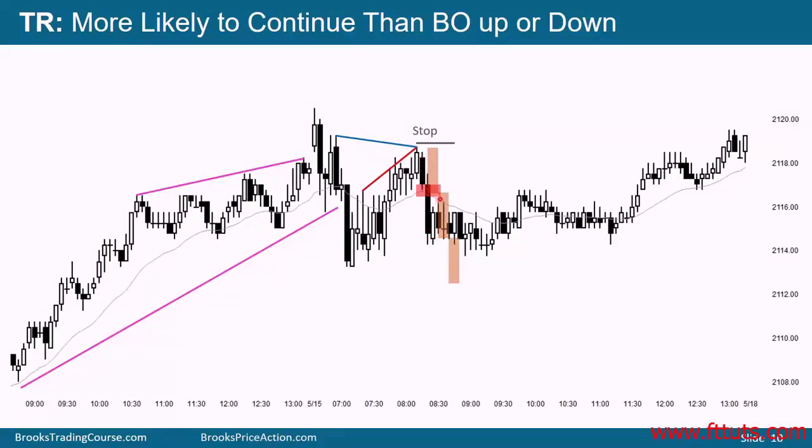They have a bear spike and a pullback. They're hoping for a channel, 3 pushes down, 1, 2, 3. And what they got was 3 pushes down, 1, 2, or 2, and 3, but they could not get below this low. And this is starting to base out. It's starting to go horizontal.